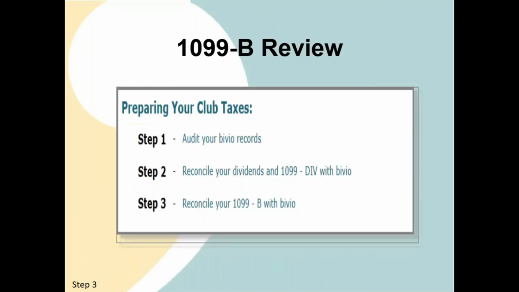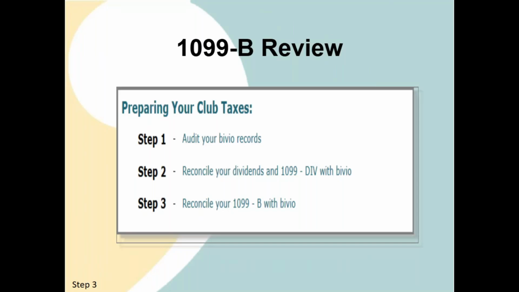When you finish the second step and have finished comparing and correcting your dividend entries, click Next at the bottom of the page to return to the tax prep screen. You'll see that step 3 is now showing. It also involves comparing a bivio report with a 1099 form. In this case, your 1099-B, which reports your capital gains and losses.